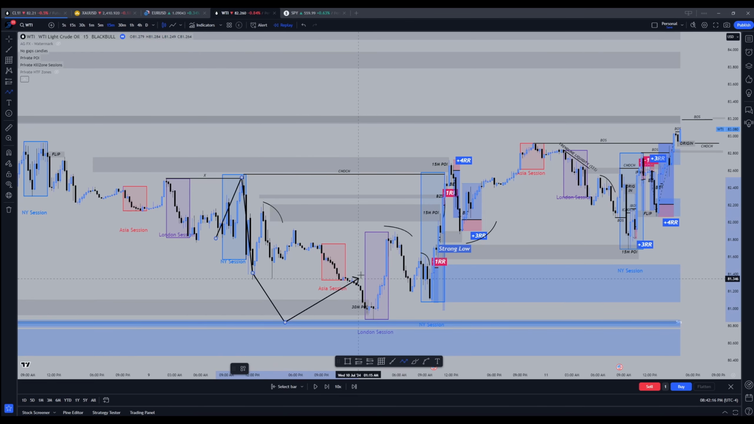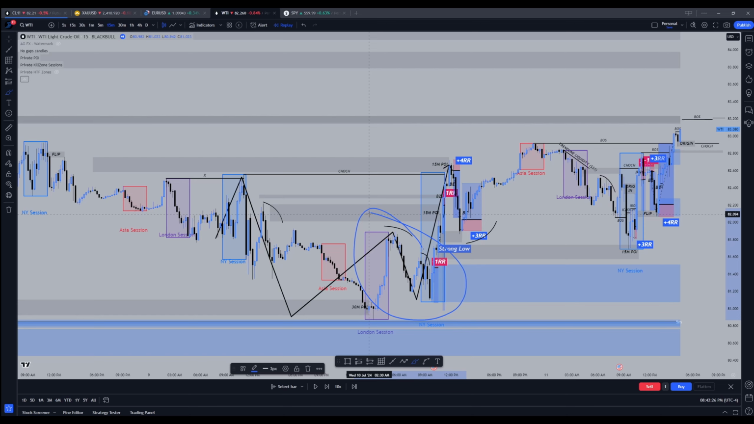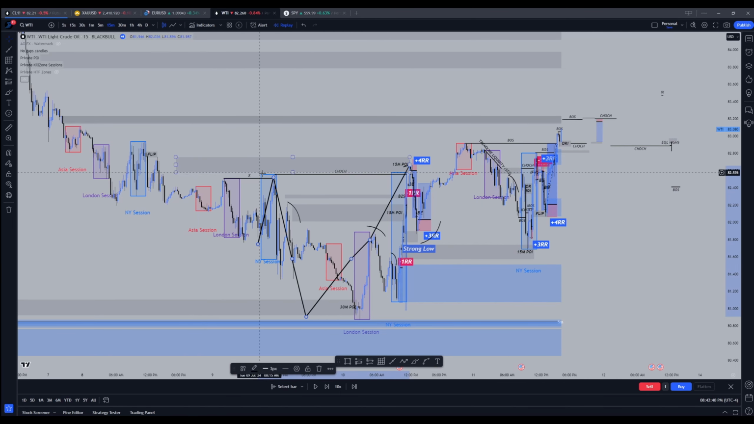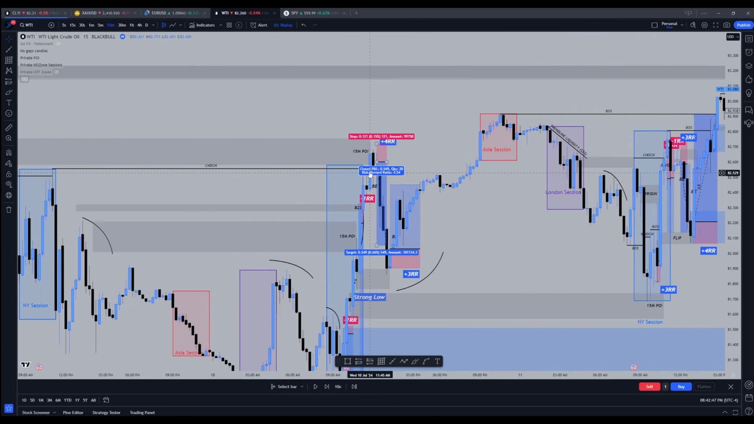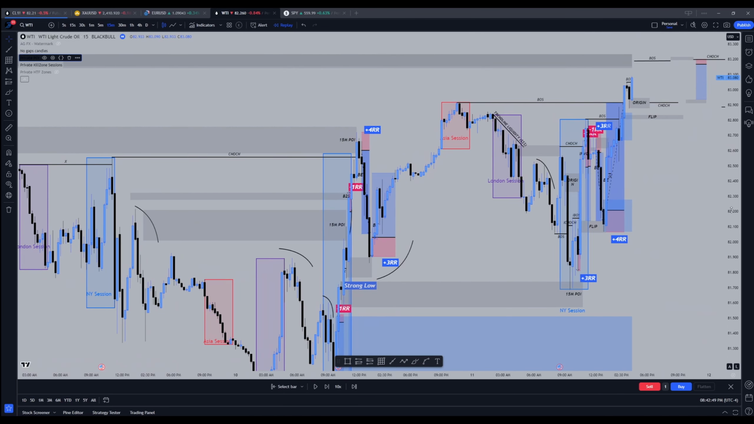So we made the low, and then this right here is all internal. Keep in mind, this right here is just internal structure to this external leg. So putting the pieces together, it would be something more like this. It's not the best drawing, but something like that, right? We broke out and made a change of character on the 15-minute. And once we had this change of character with a body closure above on the 15-minute, as you can see, it confirmed it.